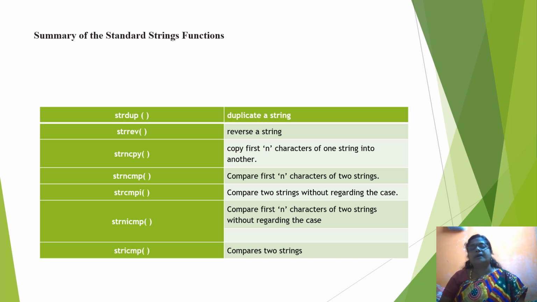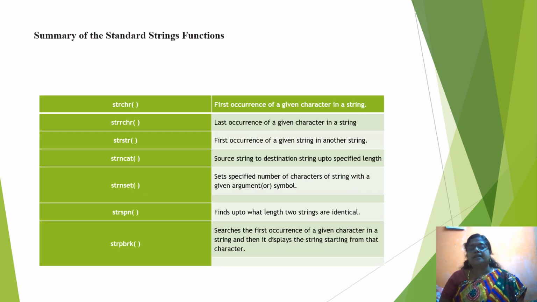The strncmp function compares the first n characters of two strings. The strcmpi function compares two strings without regard to case. The strnicmp function compares the first n characters of two strings without regard to case. The stricmp function compares two strings. The strchr function finds the first occurrence of a given character in a string.